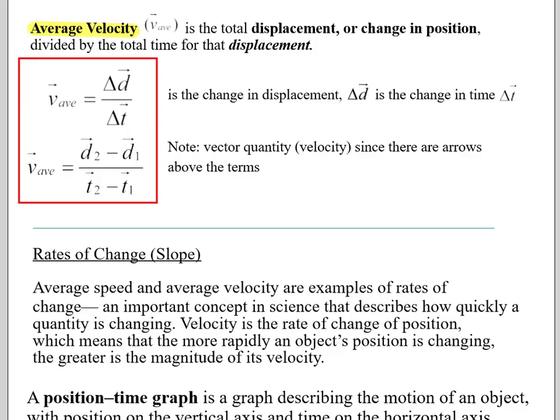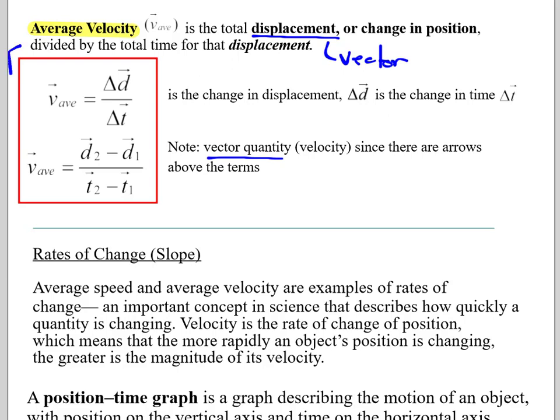Okay, next one. Average velocity. Well, average speed was a scalar. Average velocity, you could probably guess, is going to be a vector. So average velocity is the total displacement, which is a vector quantity, divided by the total time. Okay, and now you can divide a vector by a scalar. The result is still a vector quantity. So velocity is a vector quantity.